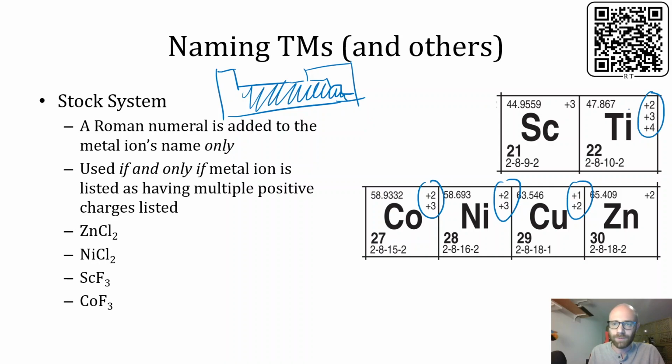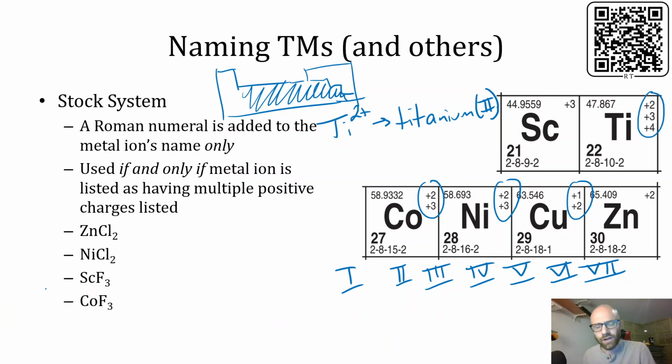So for example, if I were to say Ti2+, the name would be titanium(II). Now this unfortunately means that you have to know your Roman numerals. I'll do you a favor, I'm going to write them all below. Turns out this year you're not going to see any charges above a +7, so I'm not going to worry about going past 7, but there they are.